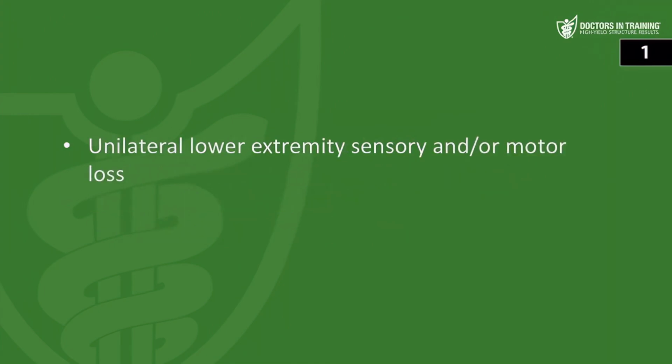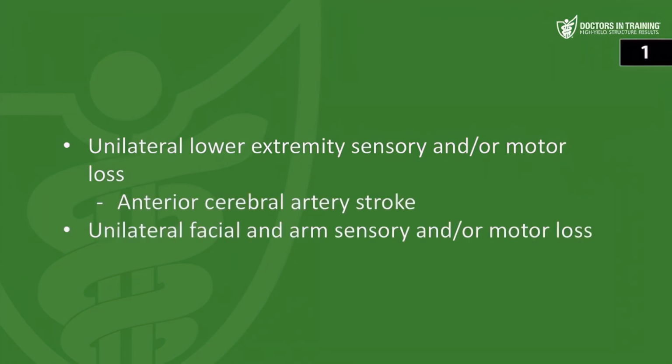Next we have unilateral lower extremity sensory and/or motor loss. This is going to be the anterior cerebral artery stroke. Unilateral facial and arm sensory and/or motor loss. This is going to be the middle cerebral artery stroke again.